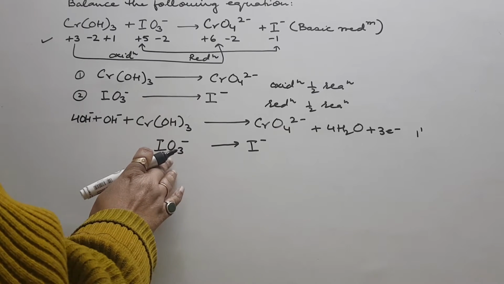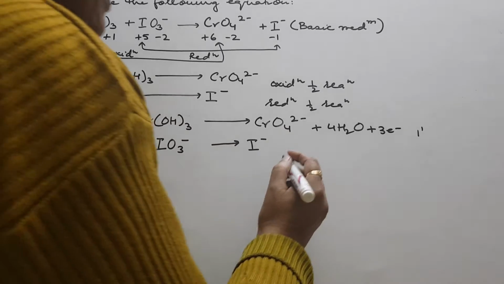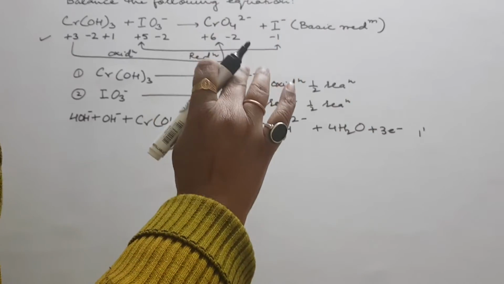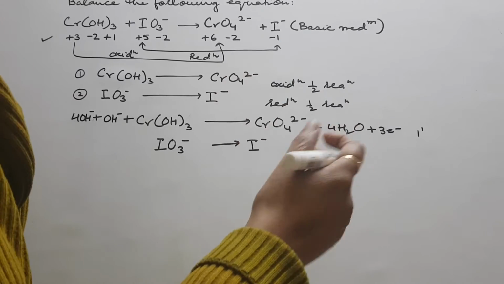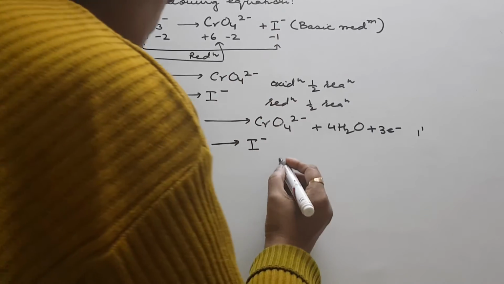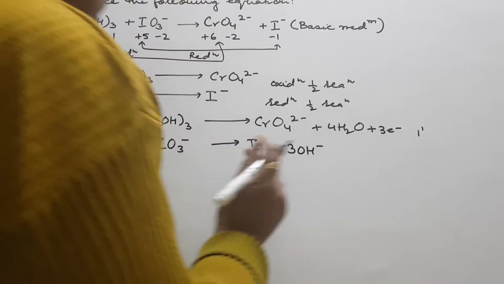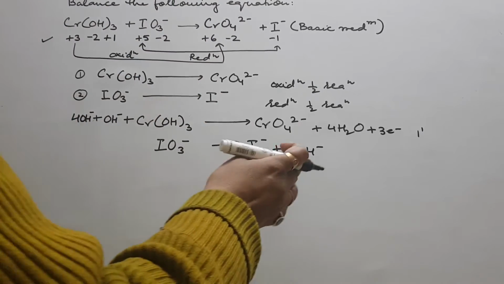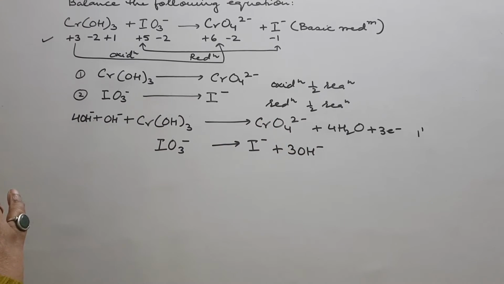Here O is 3 on this side, while there's no O on this side. So for deficiency of O, we write, as per rules, an equal number of OH minus ions on the deficient side. So I will write 3 OH minus on this side. So now my O's are balanced.